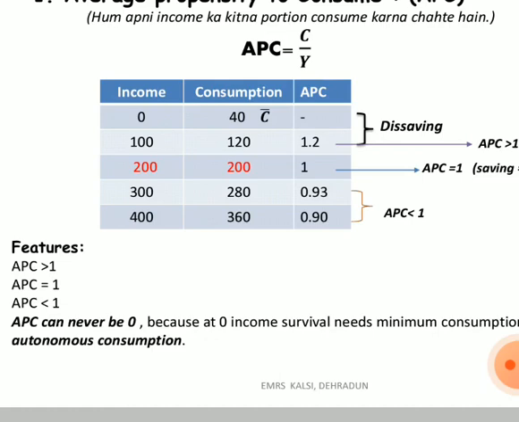It might come in MCQ form, it might come as a 1 mark question, asking what are the characteristics of APC. So these are very, very important. It might come in 1 mark: can APC be 0? You have to say no, APC can never be 0, because at 0 level of income we need some minimum consumption for survival, which is called autonomous consumption.